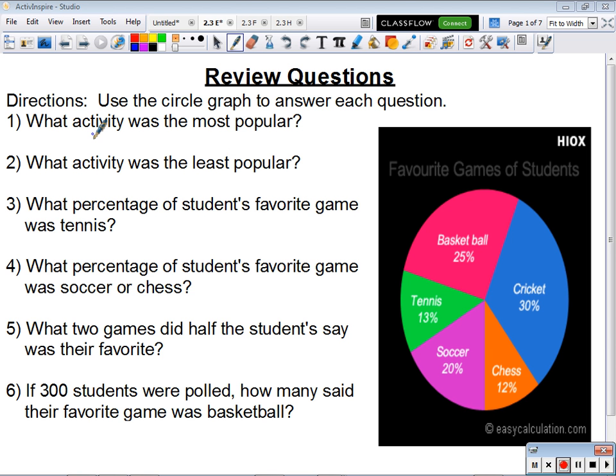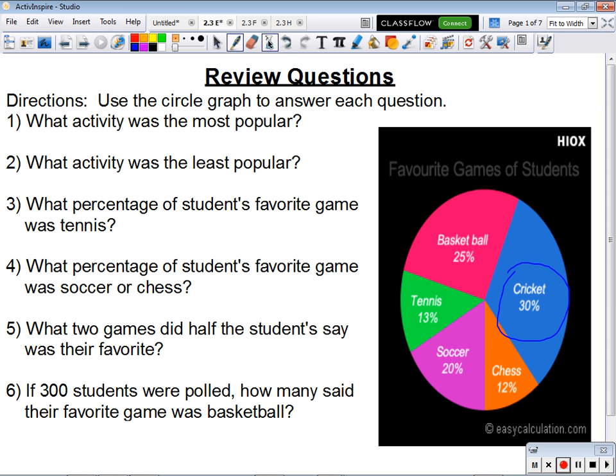Question number 1 says, which activity was the most popular? If you reference your circle graph over here on the right, you can see that the biggest piece in the circle would be the 30%, and that's for cricket. So for the answer for number 1, what activity is the most popular, that would be cricket.